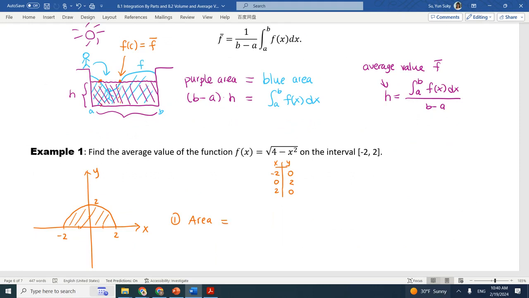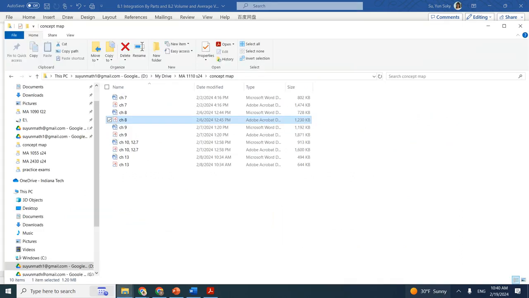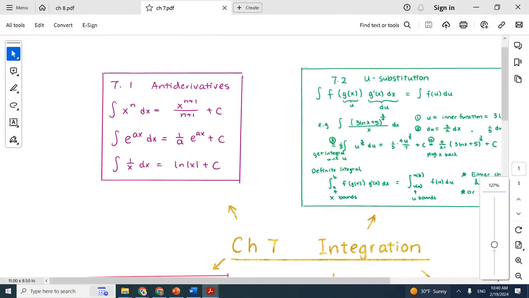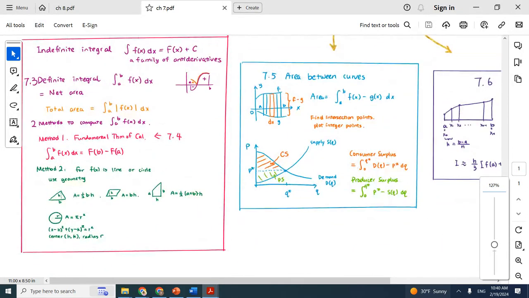And if you remember in section 7.3, when we talk about the definite integral, if you see the square root of a number minus x squared, it's actually a circle. Do you still have the chapter 7 concept map? Yes, which is right here. Method 2: if the function is a line or circle, then you use geometry to find the area under the function.